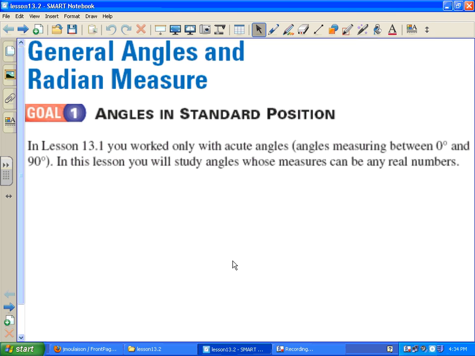This section discusses general angles and radian measure. The beginning of the section talks about angles in standard position. In the previous section, we worked only with acute angles, angles measuring between 0 and 90 degrees. And in this lesson, we will study angles whose measures can be any real numbers.